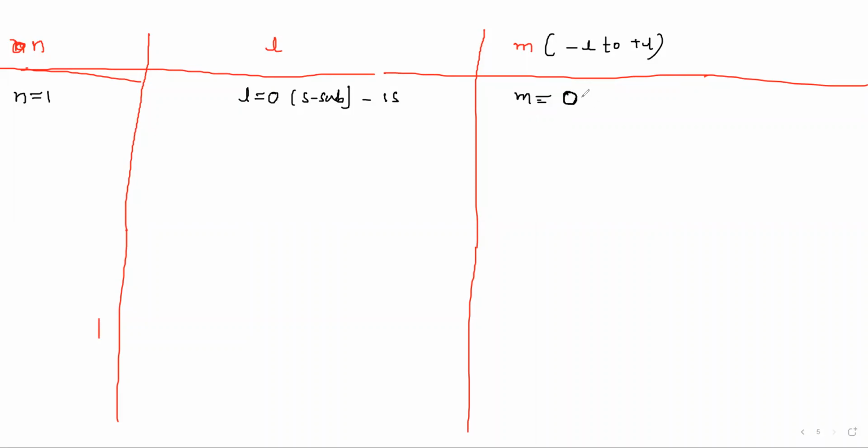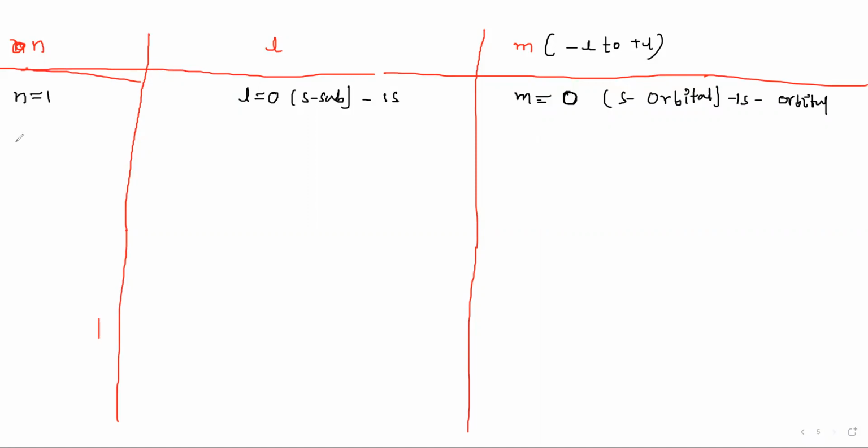And here L is equal to 0, always m value is also 0. So this is S orbital, and we can call it 1s orbital also, because it is in the first shell.